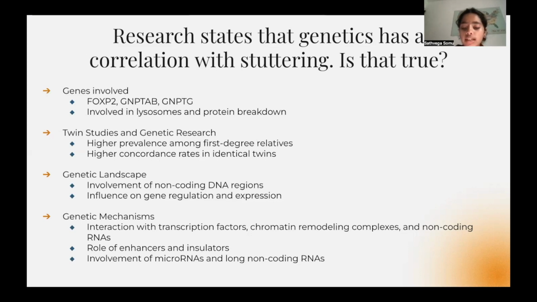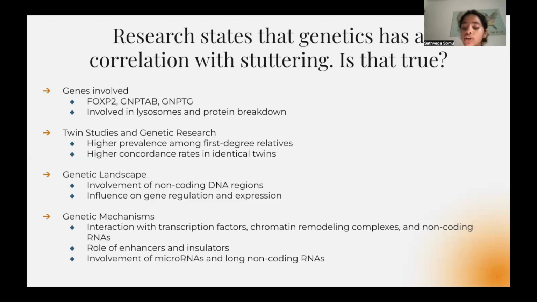In addition, twin studies have shown higher concordance rates among identical twins, underscoring the role of genetic factors in stuttering. In the context of genetic regulation, non-coding regions play a pivotal role in the regulation of gene expression through interactions with transcription factors, chromatin remodeling, and other proteins. Risk alleles in stuttering have the capability to modulate gene expression levels as well as interrupt regulatory elements.